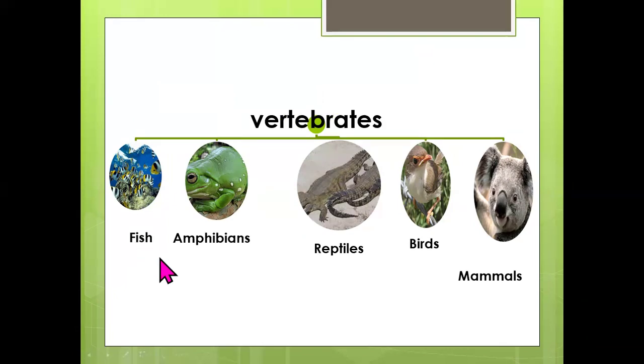Fish, or fishes, you can call them like that. So we have amphibians. We have reptiles. So all species of fishes are under the vertebrate class fish. You can have tilapia, we can have catfish, we can have shark, they are all under fish. Then we have amphibians, we have toads and frogs, they are all under amphibians.